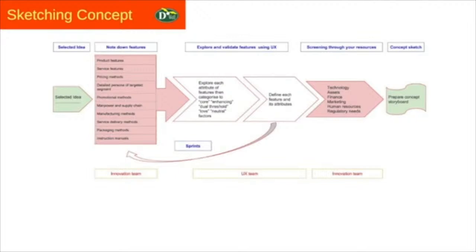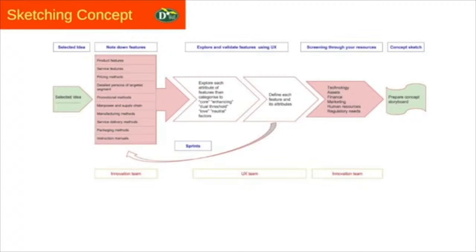For example, in the case of a phone, the basic purpose of the phone is that we have to speak, we have to call. That's a core factor. Then enhancing factors are additional factors we add to that app to upgrade the quality and enhance the product. Then dual threshold factors. These are factors which should be there in the product to enhance the quality or performance of the product. But if they are not there, the users will say, this is not a good product, it's a substandard product.